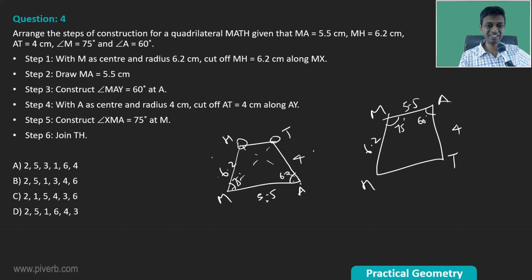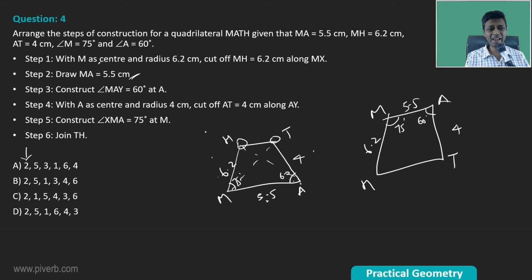With M as center and radius 6.2, we have to arrange these in sequence. So, this is not the first step. First step would be to draw MA, because that's part of two triangles. So draw MA equal to 5.5. Wonderful. So that will be the first step.